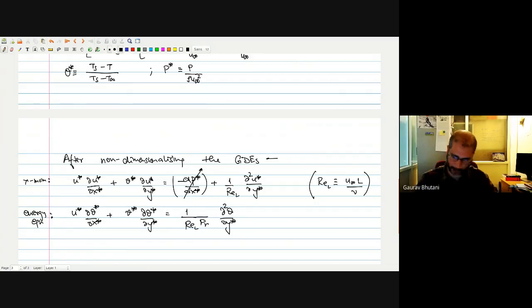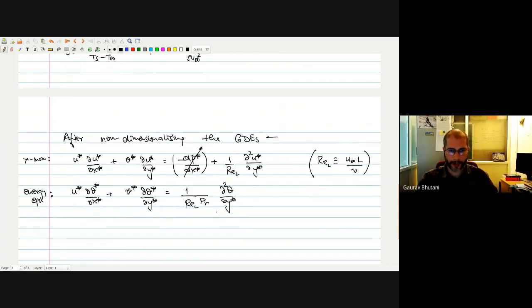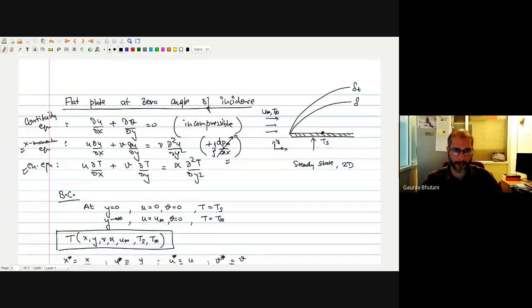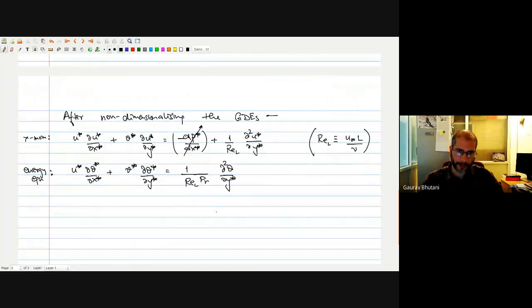Becomes like this. So now if I look at the system, again, the continuity equation stays as it is: del u star by del x star plus del v star by del y star is 0. Okay, so if I look at this system, now I try to write the functional dependence of theta star.